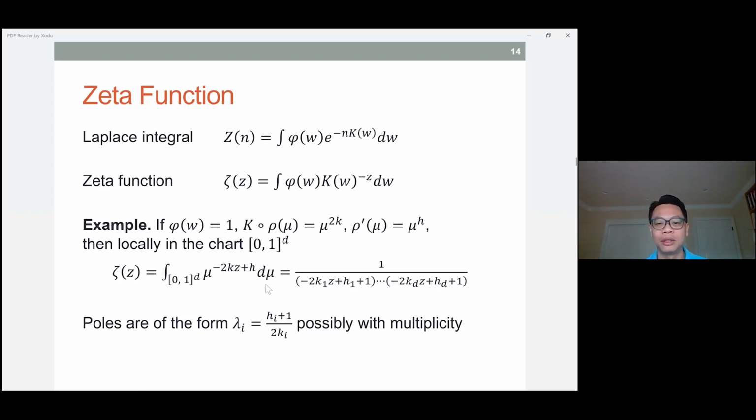It's a simple integral in calculus, and the poles are going to be the values of z that make the terms in the denominator go to 0. So the poles are going to be of the form (h_i plus 1) over 2k_i, possibly with multiplicity if two or more of these terms in the denominator go to 0. So these are the poles. They're going to be positive rational numbers. The poles of the zeta function are positive rational numbers.